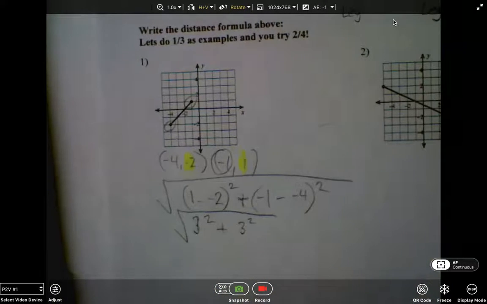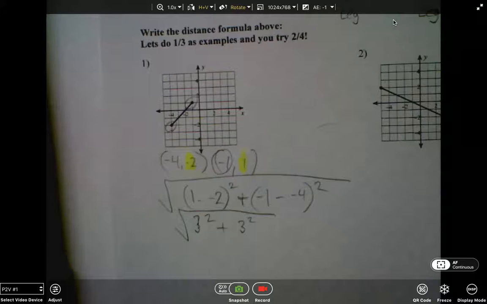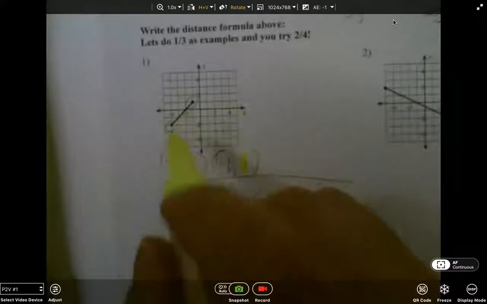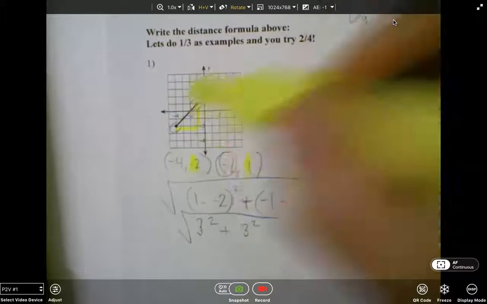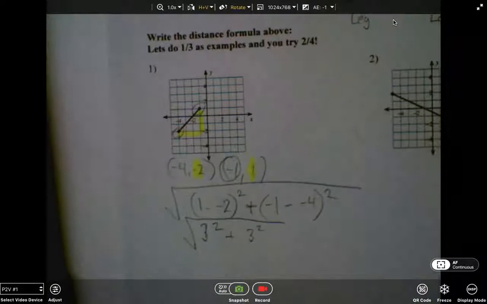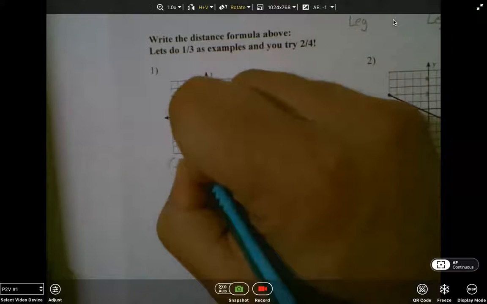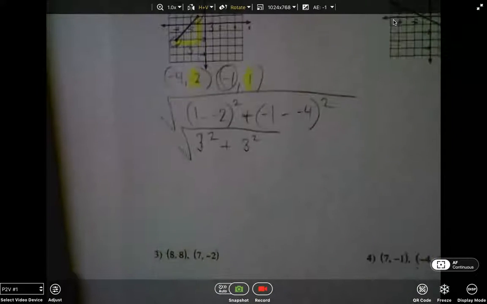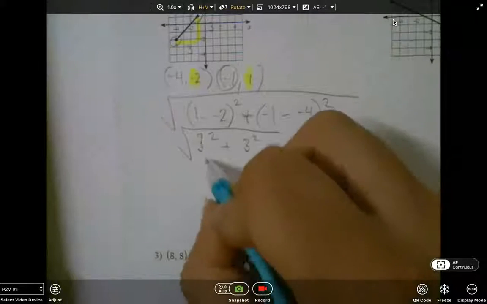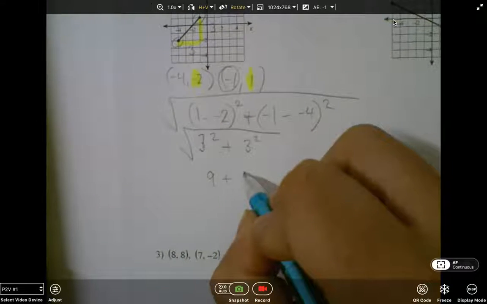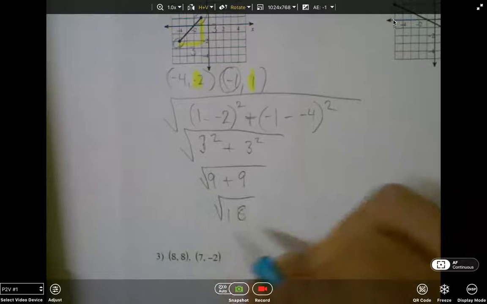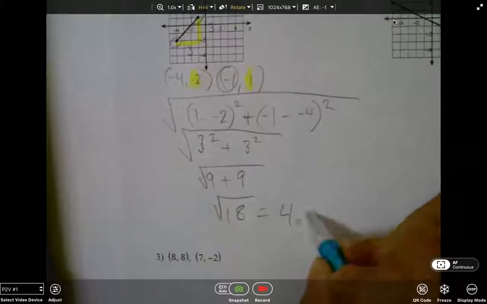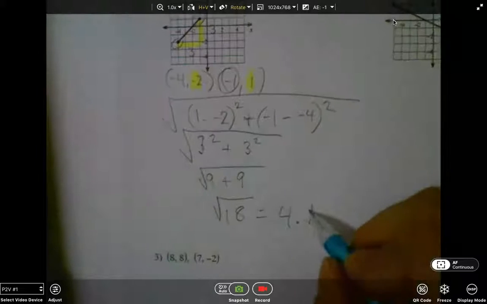What you just found, when you found the change in x, was this little segment of the leg, which is 3 units, and the change in y is that vertical segment, so this is 3 by 3. Now it's like you're doing the Pythagorean theorem. You get 9 for 3 squared plus 9 for 3 squared, which is 18, and the square root of 18 is about 4.2. I did that in my calculator ahead of time.